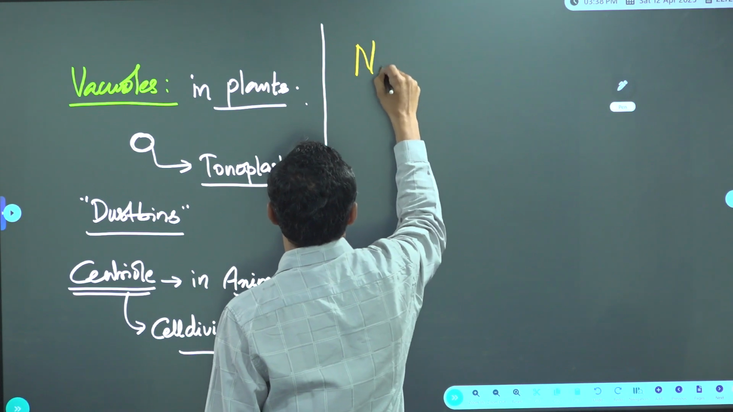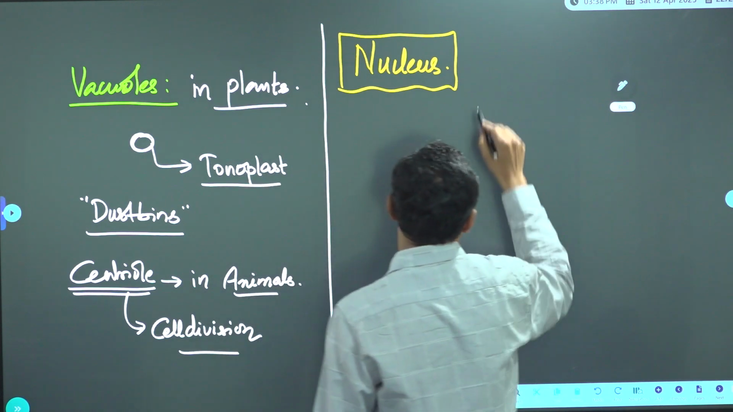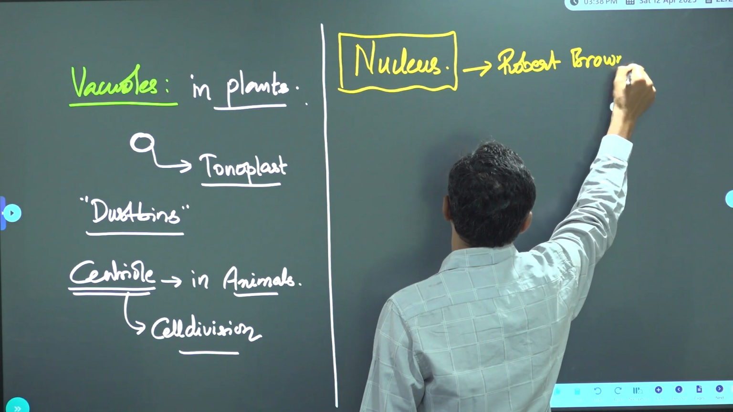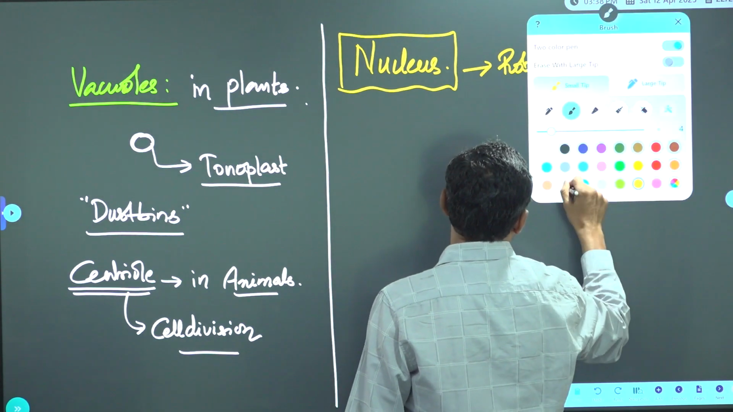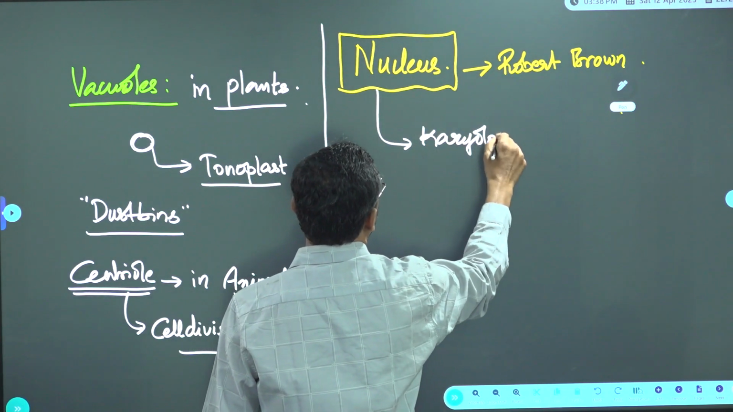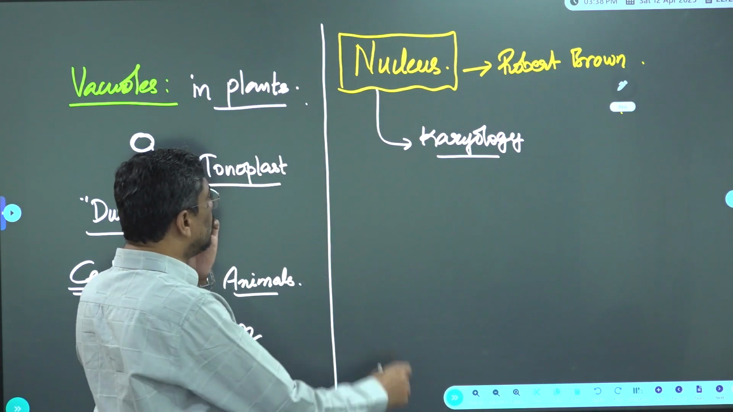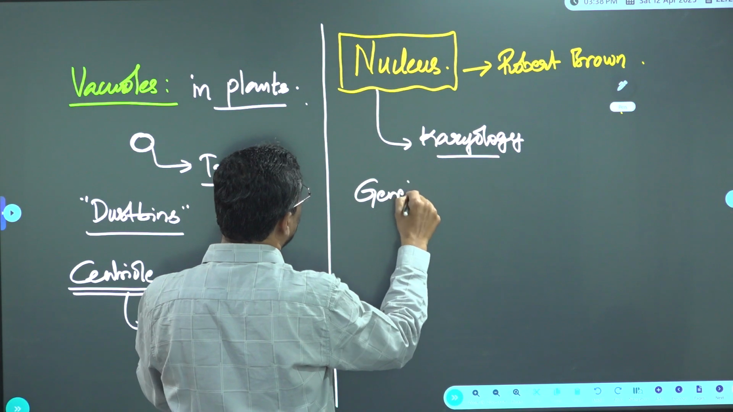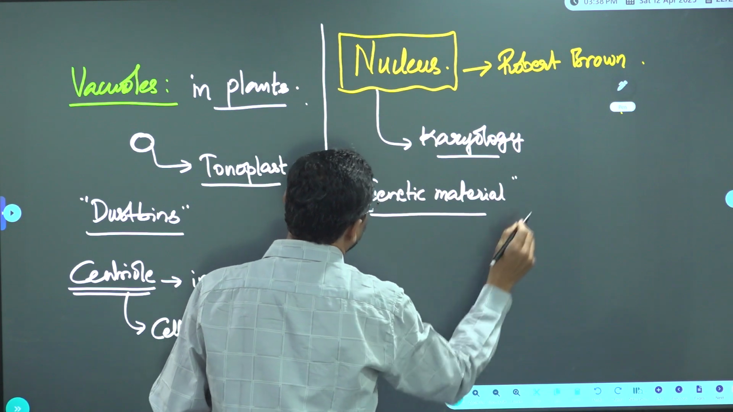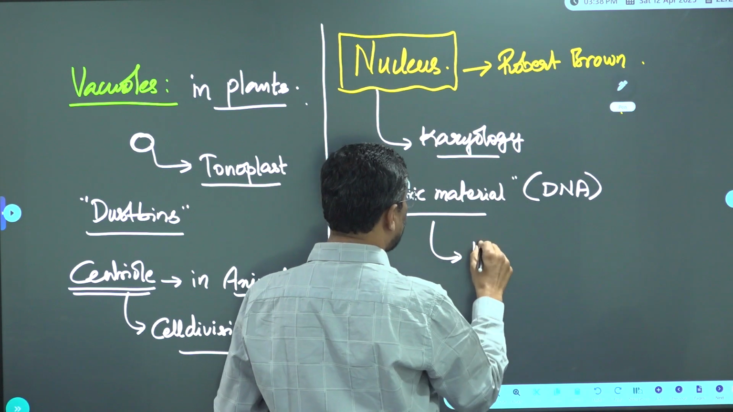Next, nucleus. This nucleus is the master cell organelle. It was discovered by a scientist called Robert Brown, and the study of the nucleus is called karyology. The nucleus contains genetic material in the form of DNA. So, it is hereditary in function.